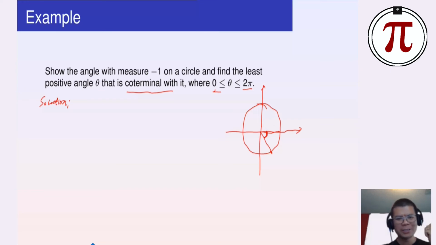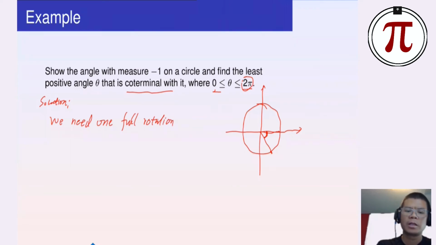So how many full rotations do I need in this case? I believe 1. Maybe 1. I believe just 1 full rotation is needed, because I know that 2 pi is 1 full rotation, right? 2 pi is about what? It's about 6.2 or 6.3, right? Which is definitely, if you add 6.2 to -1, that's 5 something, which is between 0 and 2 pi, right? So we need 1 full rotation counterclockwise.